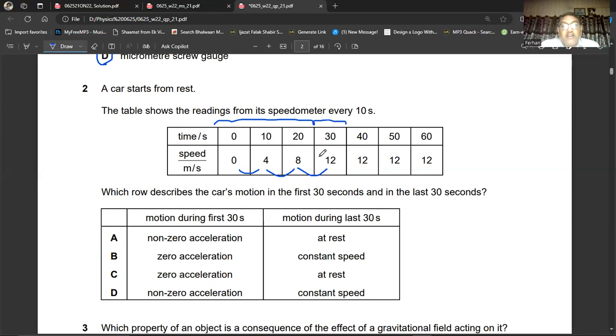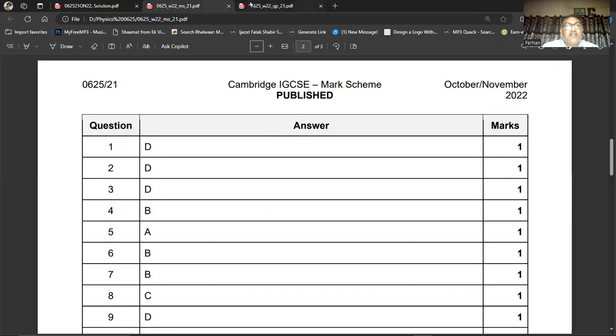But in the last part, from this to this, the speed has become constant. Okay, so in the last 30 seconds the speed is constant, so either B or D is the choice. In the first 30 seconds, it is accelerating, and there is a certain value of the acceleration, you can see. So non-zero acceleration and constant speed. So I think for question number 2, D is the right option, sir.